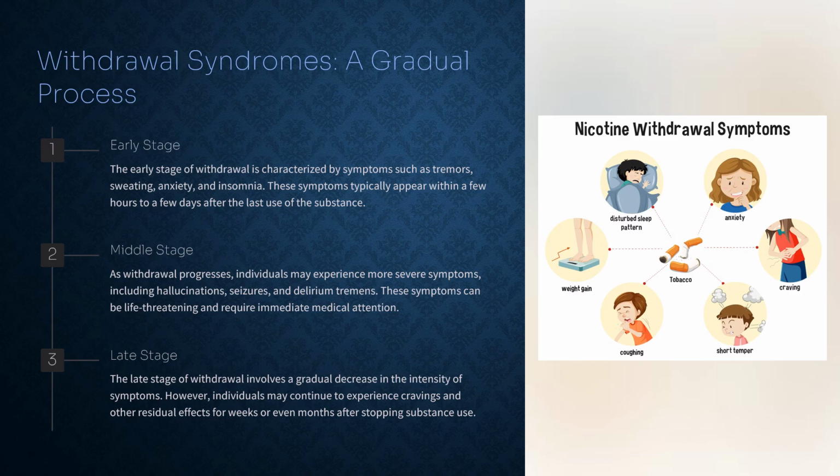Now how can withdrawal syndromes present? The patient can present to you in the early stage, in the middle stage, and in the late stage. In the early stage, withdrawal is characterized by tremors, as I've told you. The patient can have sweating, anxiety, insomnia. These are all symptoms of withdrawal. These symptoms typically appear within a few hours to a few days after the last use of the substance.